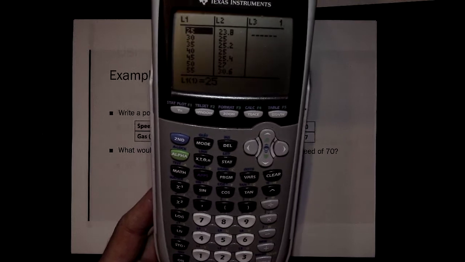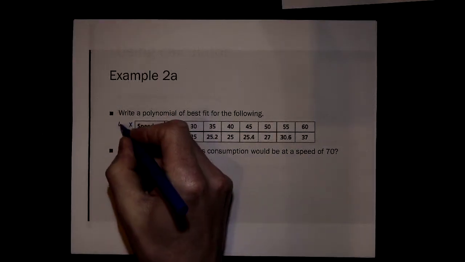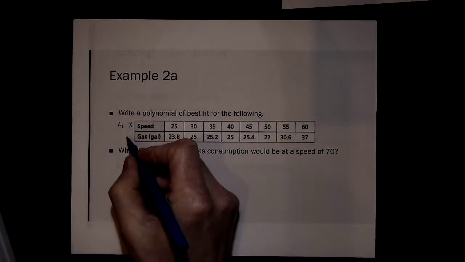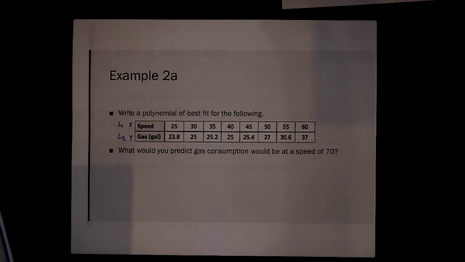These are like your X values. So those are your X's. That's your L1. The second one are your Y values, L2. Okay?